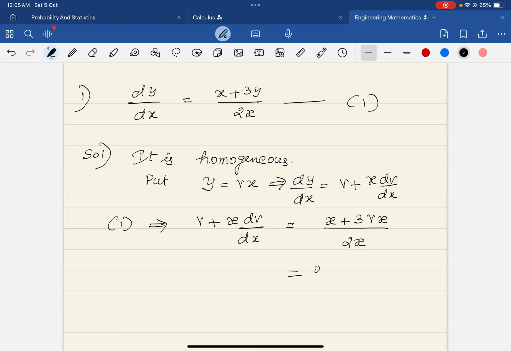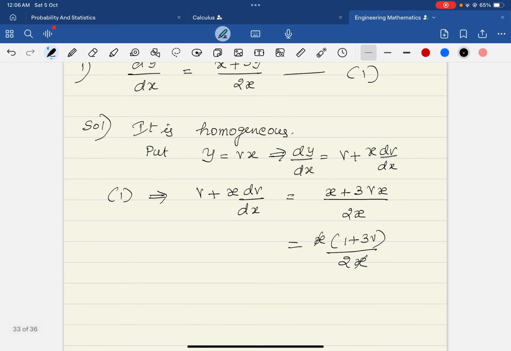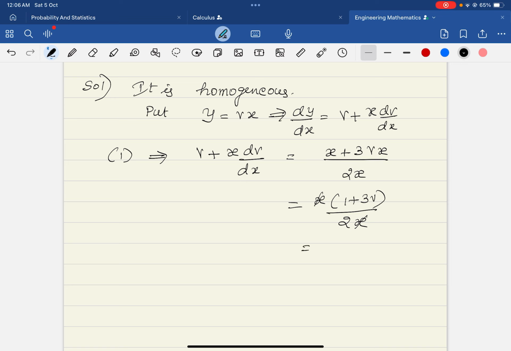Clear? So now x you have to take common: 1 plus 3v over 2x. So now x gets cancelled. So what do we get now? We get 1 plus 3v over 2. So now here there is v here, right? So what we do? We subtract v. That means x dv by dx, if that v goes to the other side, is 1 plus 3v over 2 minus v.